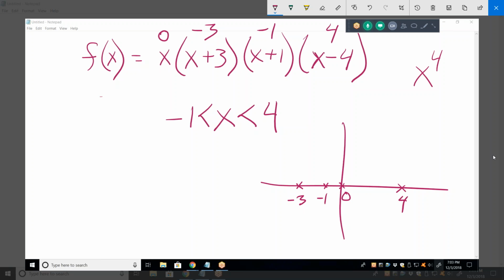Mm-hmm. What's the left-hand end behavior? The left-hand end behavior is negative. Or no, positive. Exactly. So we know we're coming from this direction. We're not coming from down below. Okay? We also know that it crosses and does something like that. That's what quartics look like.